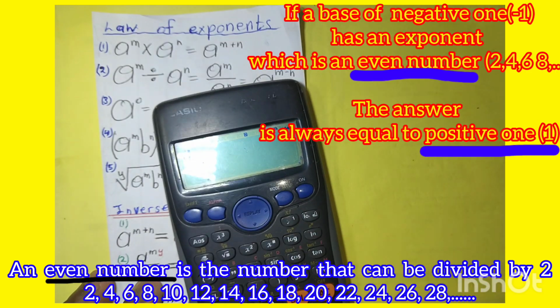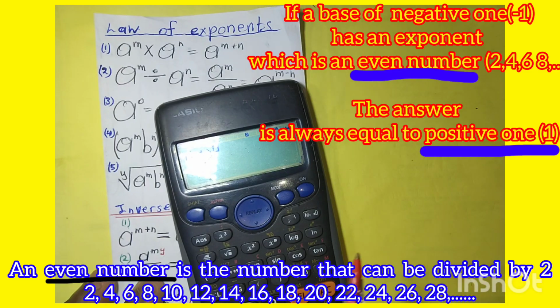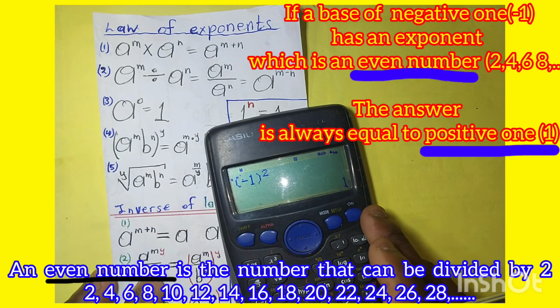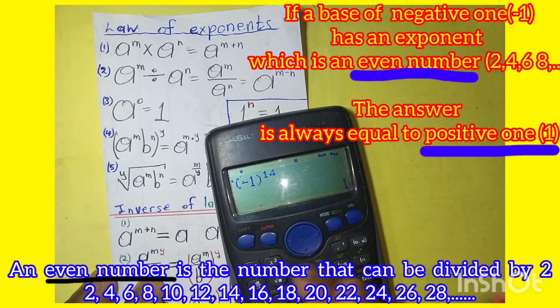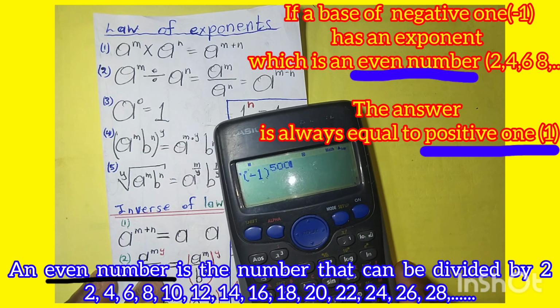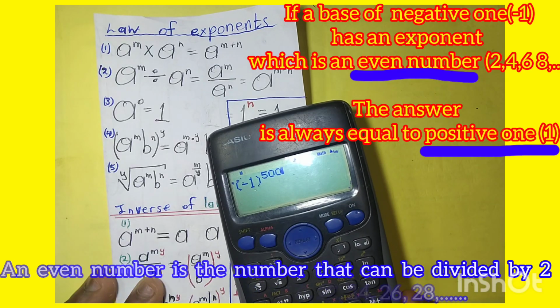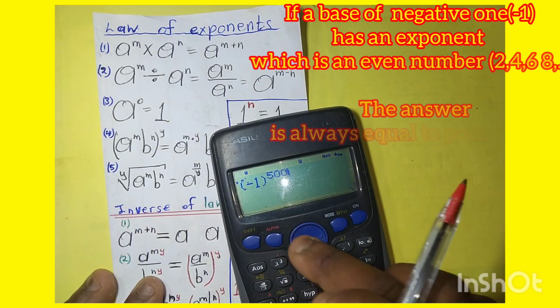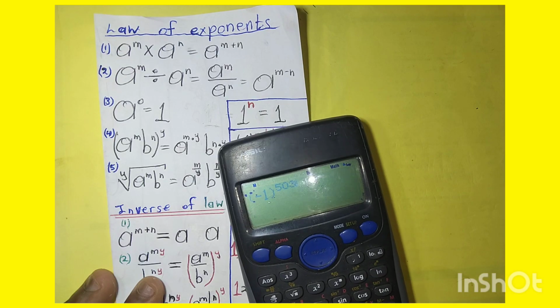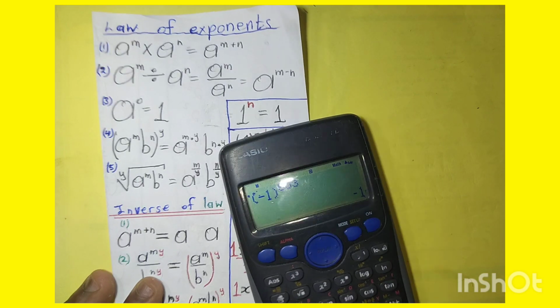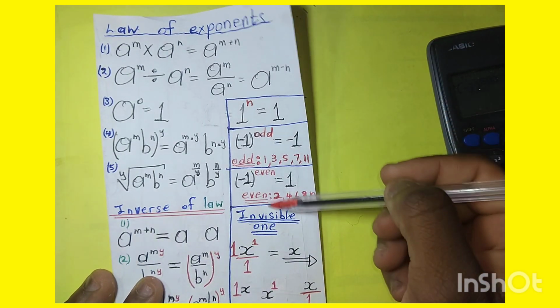Something like this, the negative 1: if I put 2, you'll get positive 1. Then if I put 14, you'll still get 1. And if I put this number, I'll still get 1. But if I put a number that cannot be divided by 2, you'll get negative 1. So just know those rules, guys.